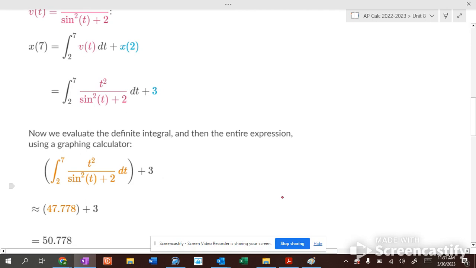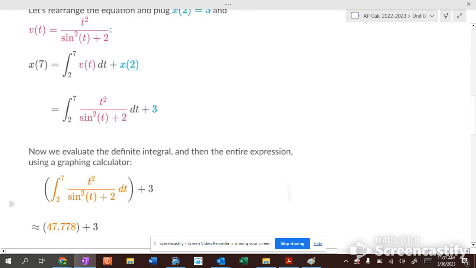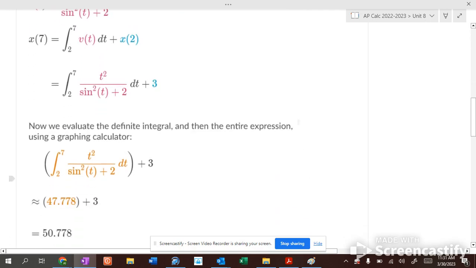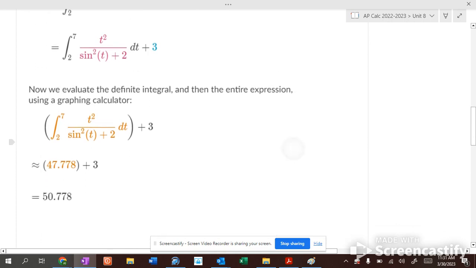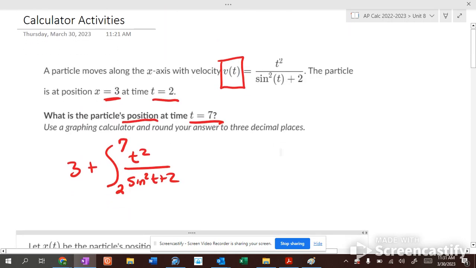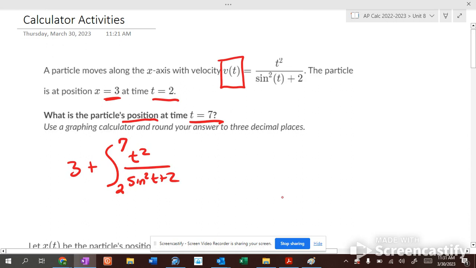And what they did is they added their 3 at the end, but they did this same thing. They added 3 in the end. I put a 3 in front. You start at 3, and then you add to this. Add the integral. This is how your position changes.